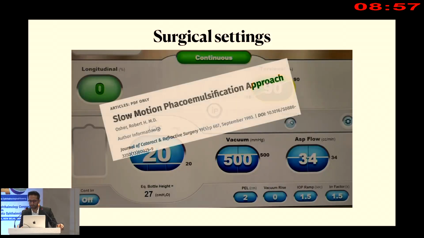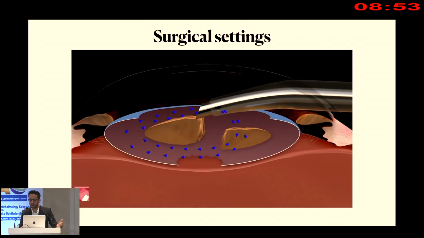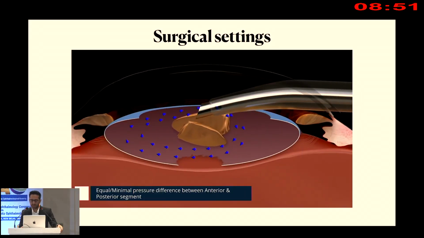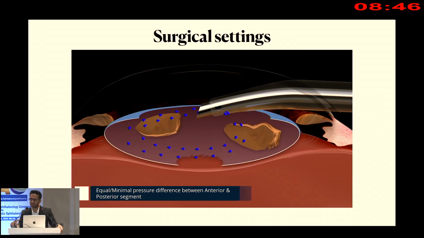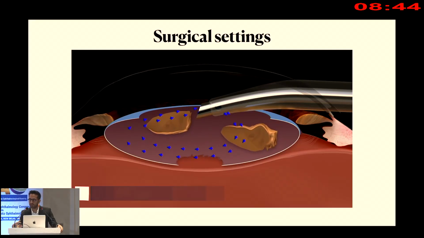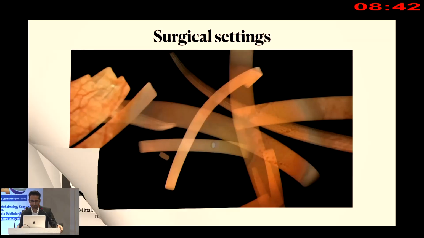And then a slow motion phacoemulsification approach as shown by Dr. Robert Osher, and low IOP by Dr. Abhay Vasavada. So our aim here is to have an equal or minimal pressure difference between the anterior and posterior segment so that there is no pushing back of the nucleus to the posterior segment.